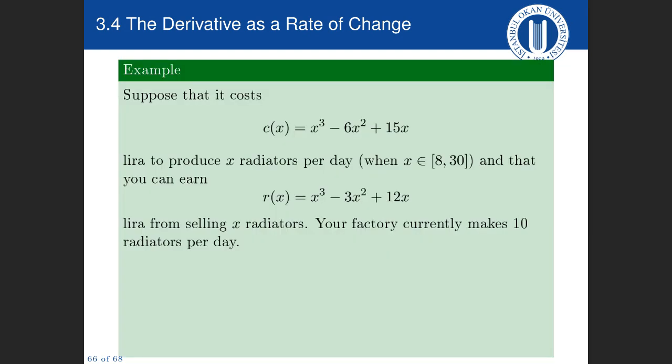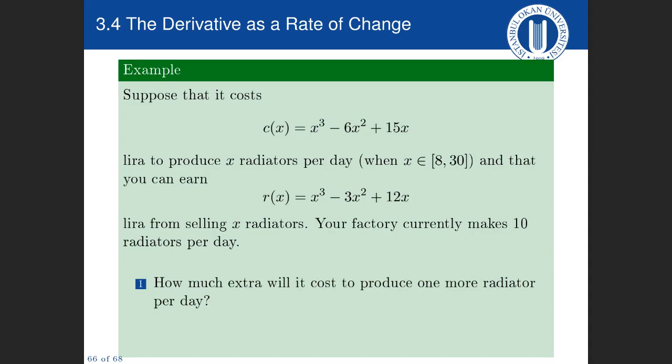For example, suppose that C of x is equal to x cubed minus 6x squared plus 15x liras to produce x radiators per day, as long as x is between 8 and 30. And suppose that you earn R of x equal to x cubed minus 3x squared plus 12x liras from selling these x radiators. So C of x is the cost of producing the radiators and R of x is the return from selling the radiators. And we're going to suppose that your factory currently makes 10 radiators per day.